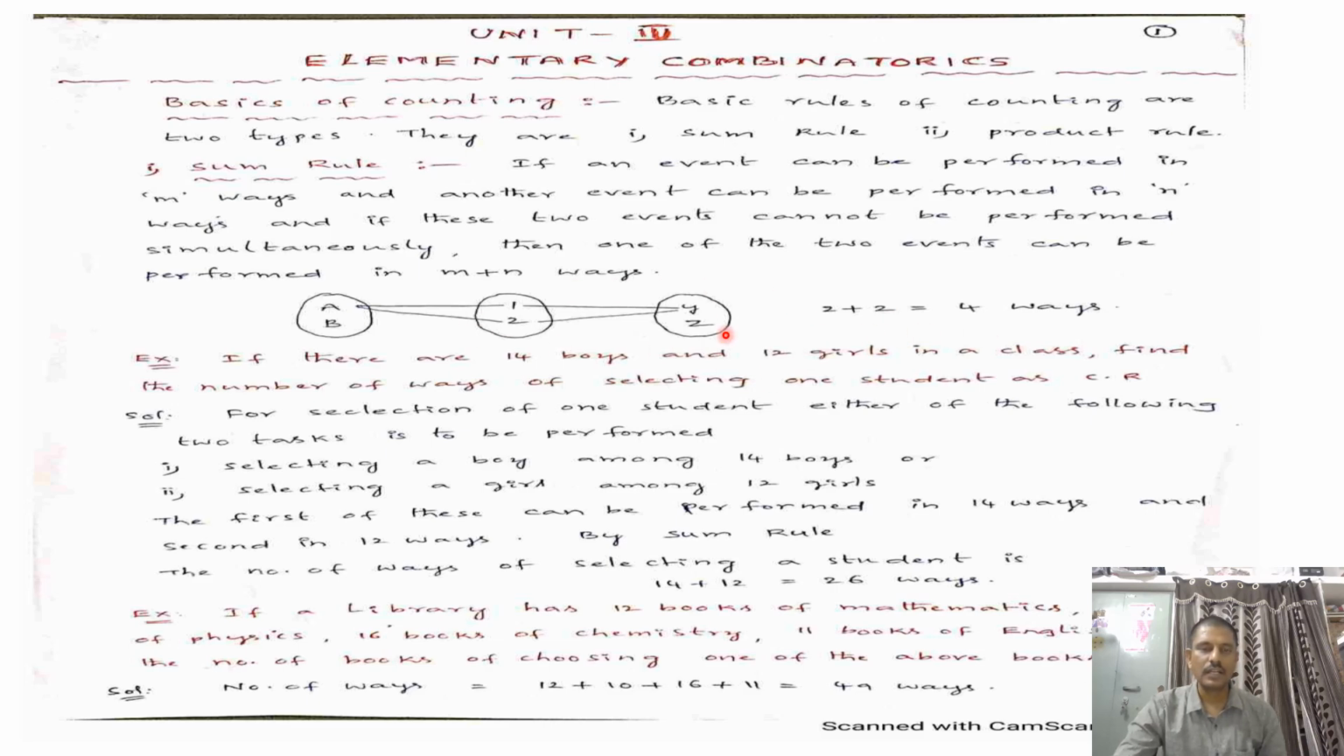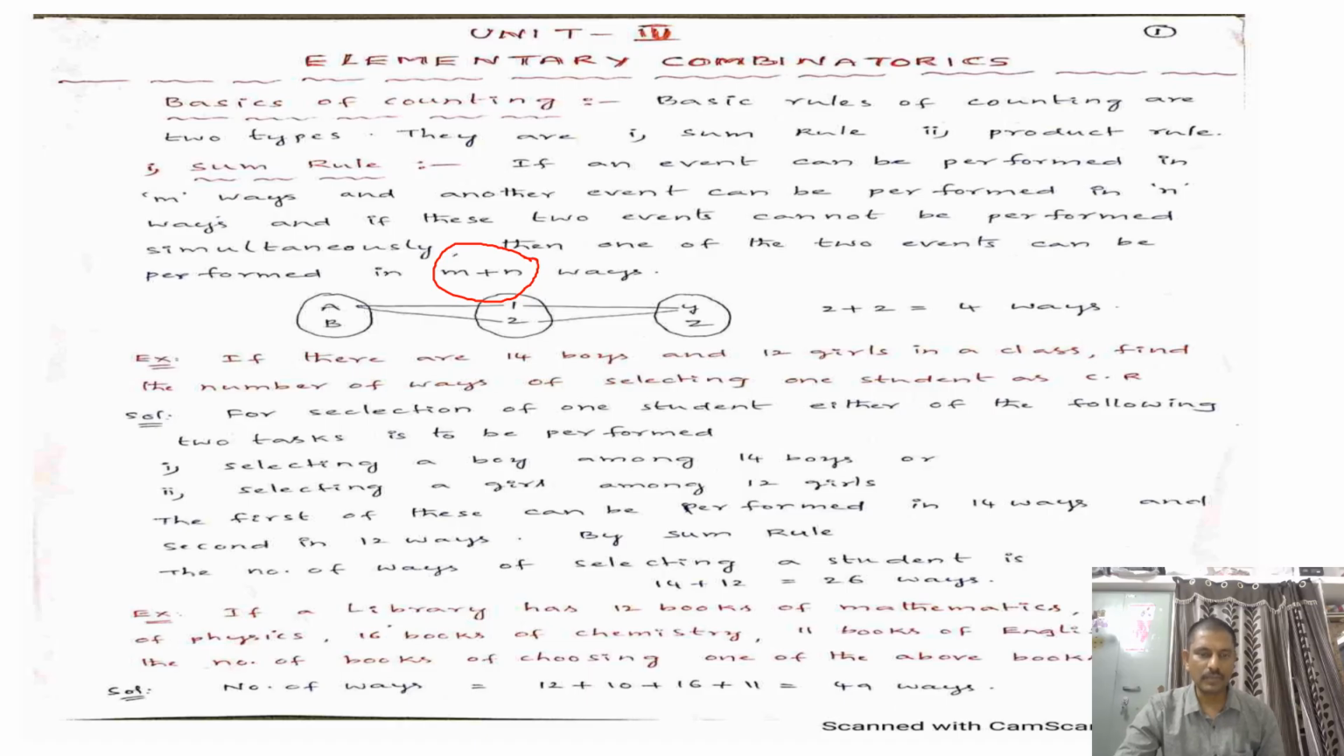So this is called the sum rule. Sum rule means if an event can be performed in m ways and another event can be performed in n ways, and both events cannot be performed together, then either can be performed in m plus n ways. Clear?